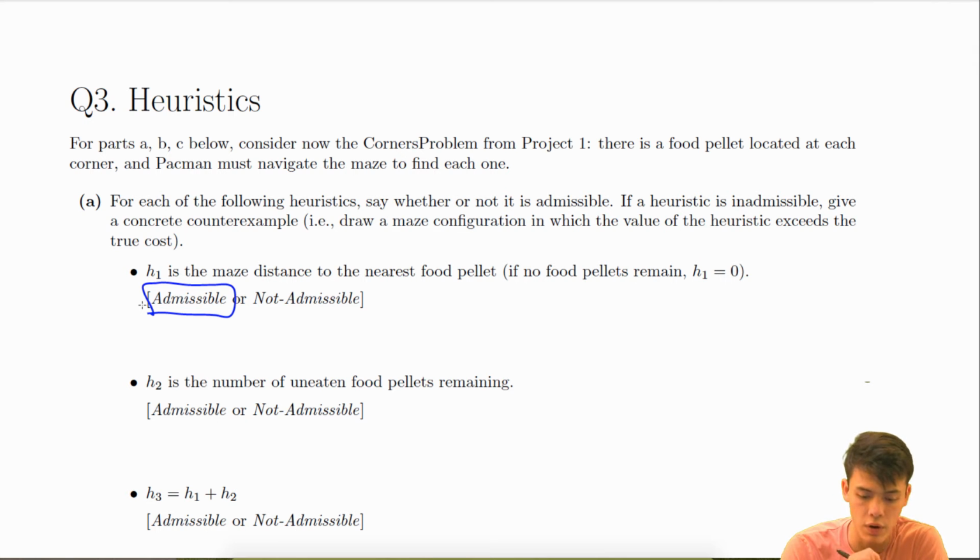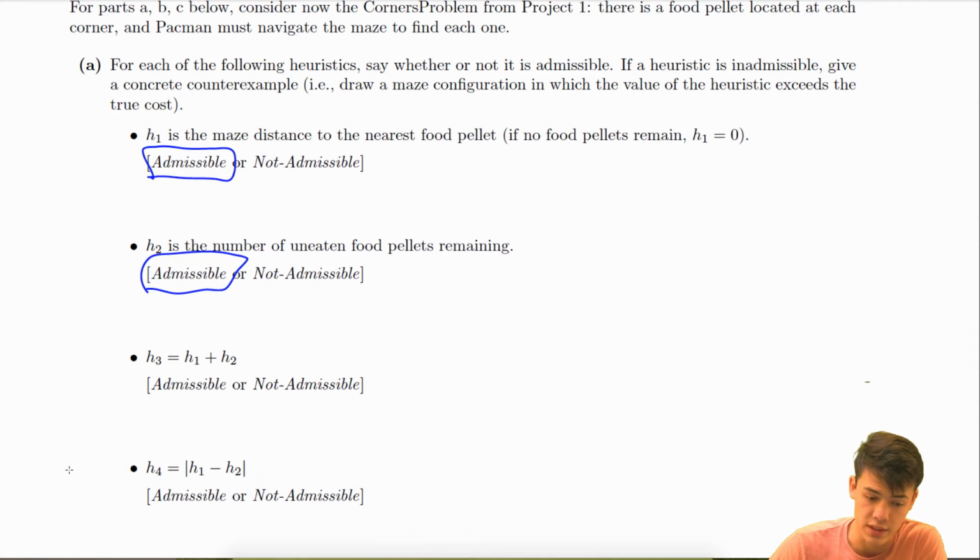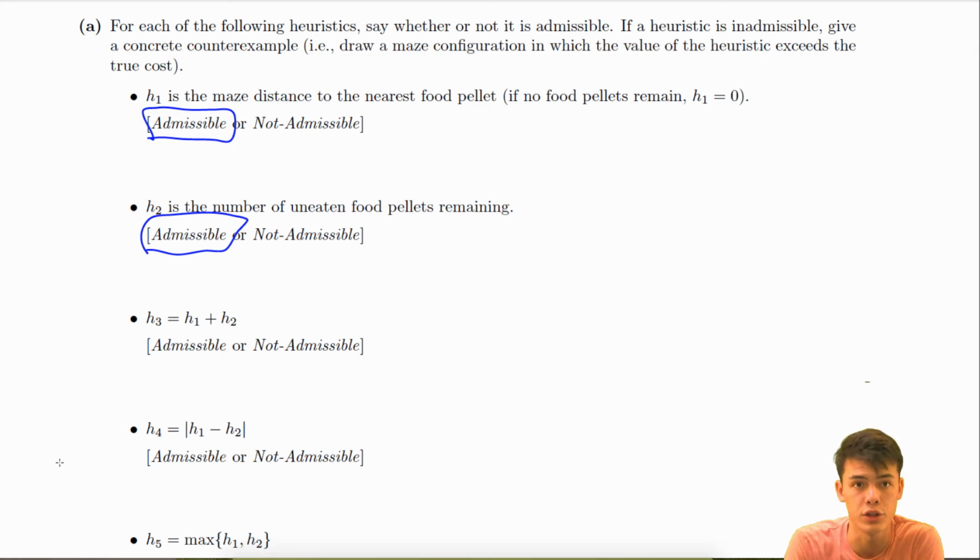H2 is the number of uneaten food pellets remaining. So this one is actually also going to be admissible, and the reason for that is if there are K food pellets remaining that you haven't eaten yet, each food pellet is in a different location. So in any given move, you can only eat at most 1 food pellet. So you're always going to move at least K spaces if there's K food pellets remaining. Hence, it's always going to be an underestimate of the number of moves you need to make to finish this problem. Moving on, we have H3, which is going to be the sum of H1 and H2 as described here.